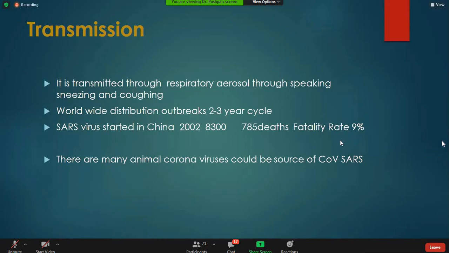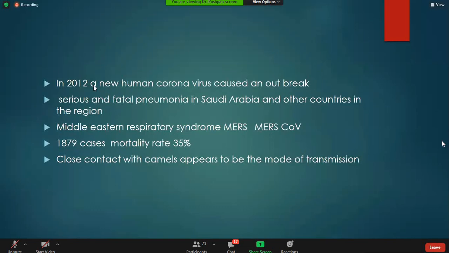Okay. In 2012, a new human coronavirus caused an outbreak of serious and fatal pneumonia in Saudi Arabia and other countries in the region, Middle Eastern or MERS. And here the mortality rate or fatality rate was 35%. There were 1,879 cases and a 35% fatality rate.